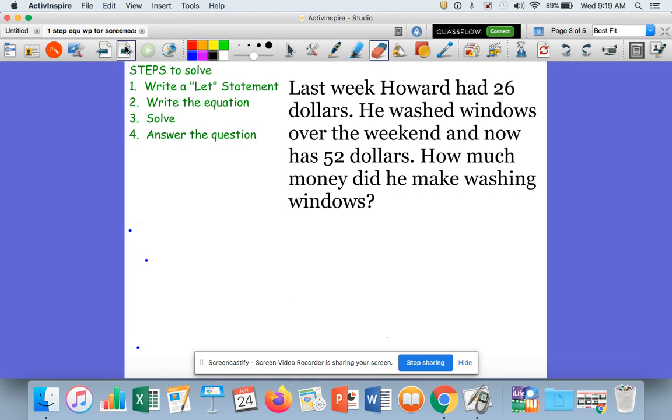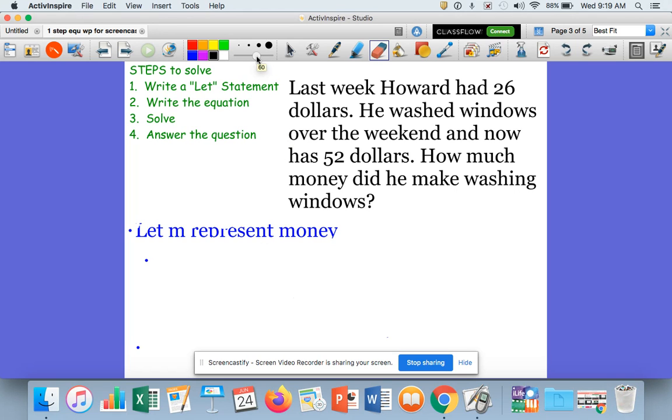Number 1, last week Howard had $26. He washed windows over the weekend and now has $52. How much money did he make washing windows? We have to figure out what the question is asking for. The question is asking for how much money he made. So we're going to let M represent money. We always define our variable first. And I have these already done so that way it's easier and quicker.